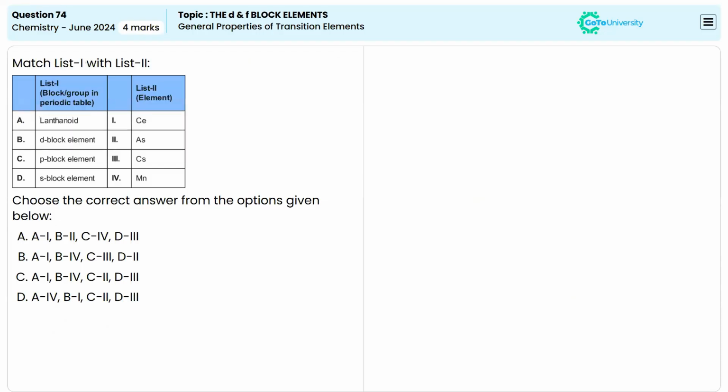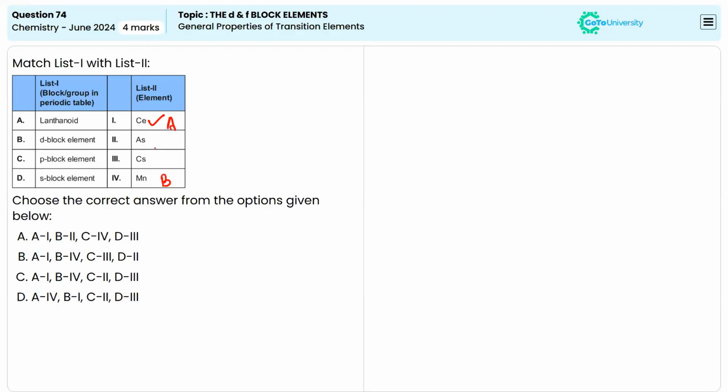We have two lists here, list 1 and list 2. We have to match list 1 with list 2. So the first one we can see is lanthanide. Which among the following is a lanthanide? Among these four, cerium, arsenic, cesium, manganese, the lanthanide is cerium, right? That is always confirmed. Now coming to the D block element. D block element will be manganese. So this is A and D block element is manganese, that is B.